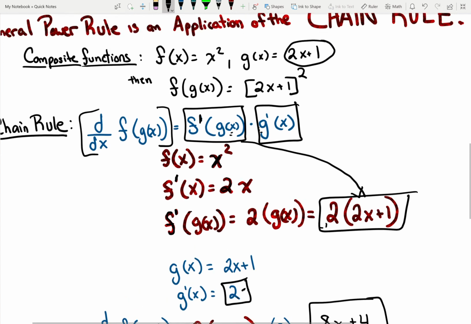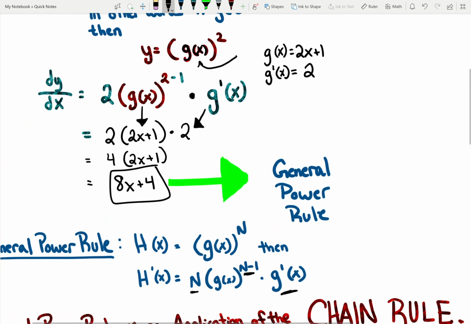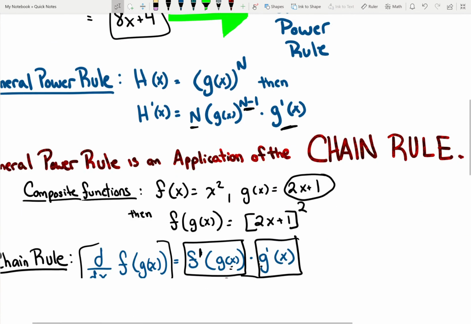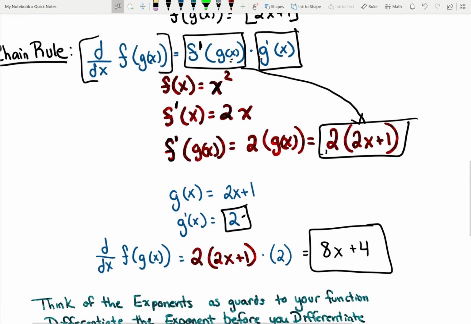And this is exactly what we got in the previous result right here. We just thought about it in a different manner. One, we thought of it as a composite function, and one, we just thought of it as the general power rule. I mean, we did the same thing, it's just a different approach.